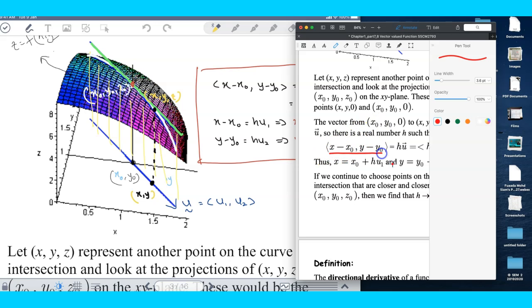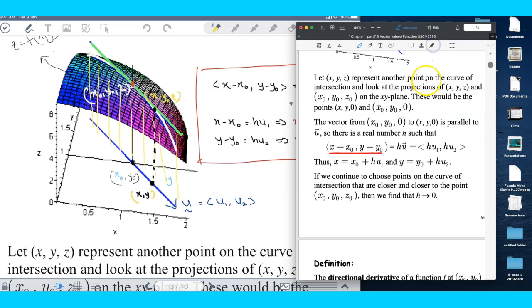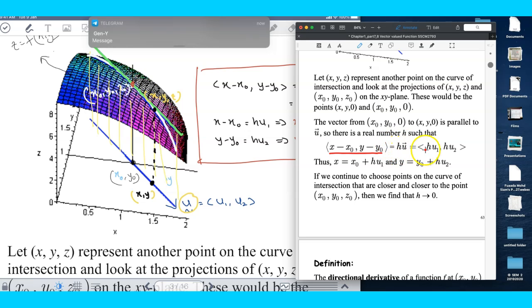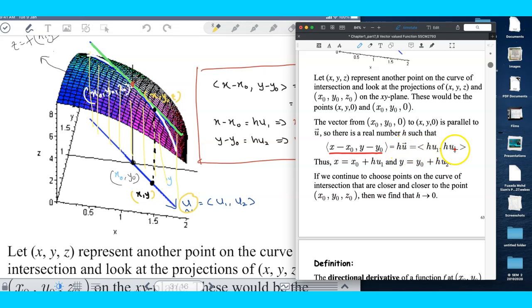So this is the vector, x minus x naught and y minus y naught, where it is parallel to the vector u. Then we can see that the vector given by these two points is parallel to the unit vector u given. Because it is parallel, we have to put the h. So this one can be expanded to be hu1 and hu2.